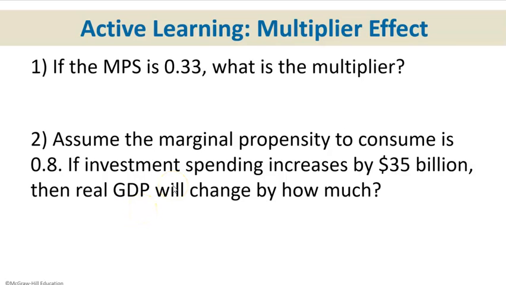So flip back a couple of slides and grab that formula that we talked about. The change in GDP is equal to the multiplier times the initial change in spending. That's what you're going to use here for number 2. So pause the video and try this out.